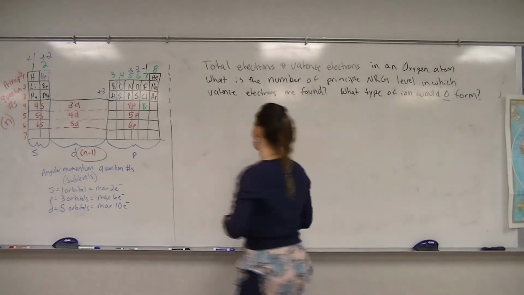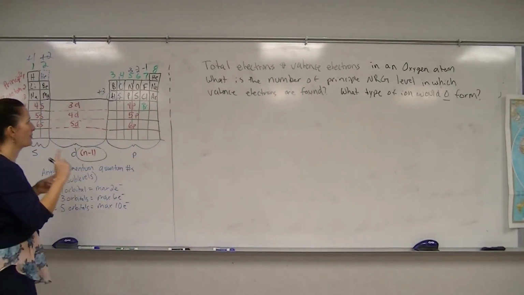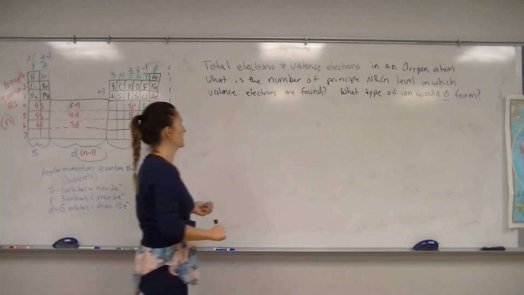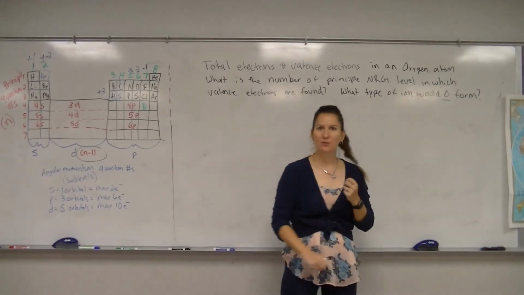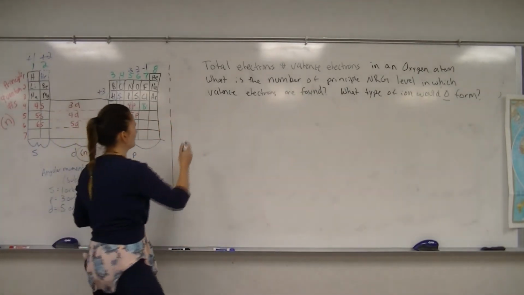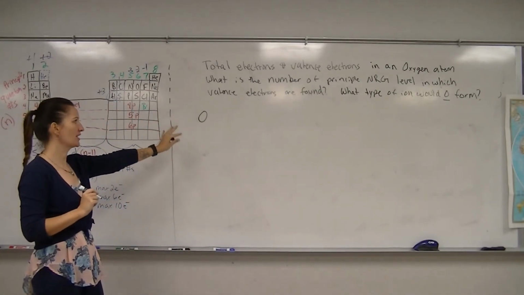We're going to do a whole bunch of things with oxygen. First, we're going to figure out the total electrons. We're going to figure out how many valence electrons it has. We're going to look at the number of the principal energy level it's in. And we're going to look at what type of ion it would form. Okay, so a whole bunch of things. So let's look at oxygen. Notice it's neutral oxygen, so it doesn't have a charge on it yet.